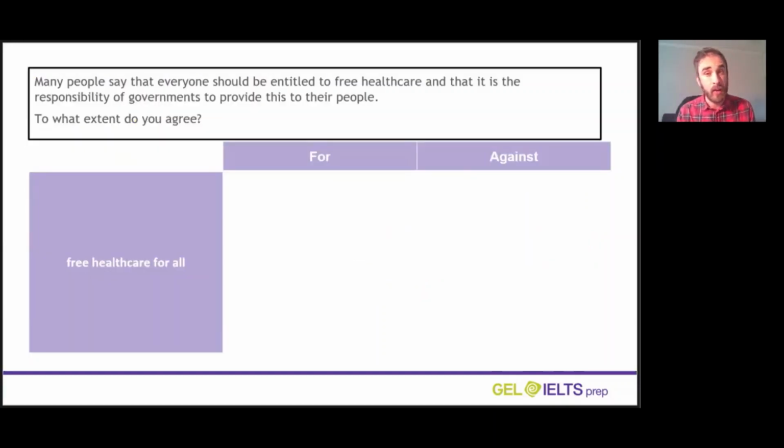So now that we've analysed the question, we've understood the topic, and we've understood what we have to do, now we should spend a few minutes brainstorming ideas to use as the main points in our essay. This essay question asks us, to what extent do you agree that everyone should be entitled to free healthcare? So I'm going to decide my opinion, and my opinion is that we should have free healthcare for everybody. So what I have to do now is brainstorm points I can make in favour of that.